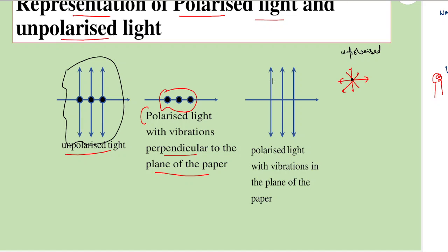Similarly, if you have only one component which is like this, in this case it is parallel to the plane of this paper, even this is called polarized light. So if we draw only one component, it is called polarized light.